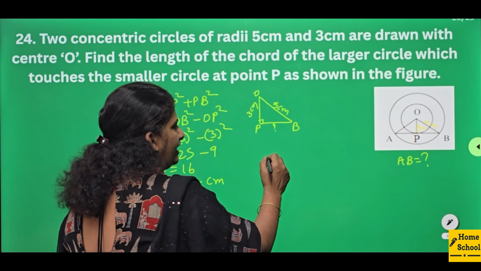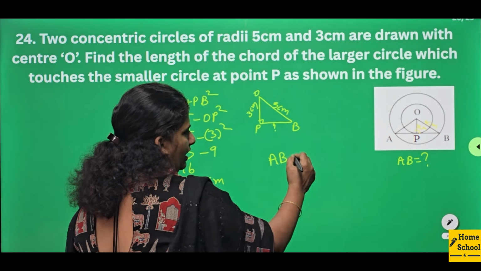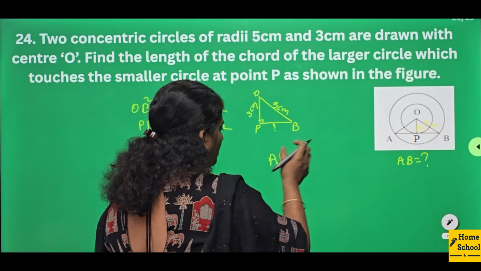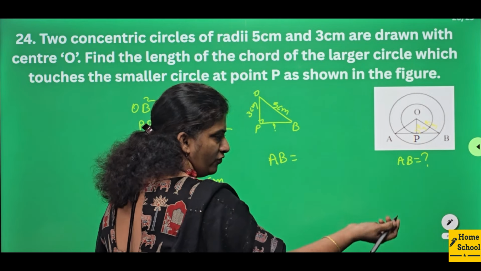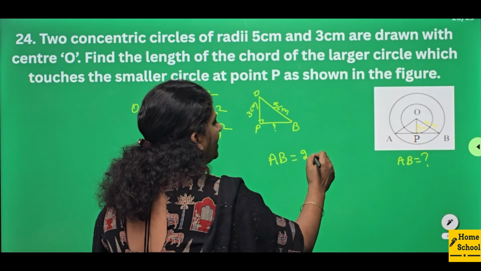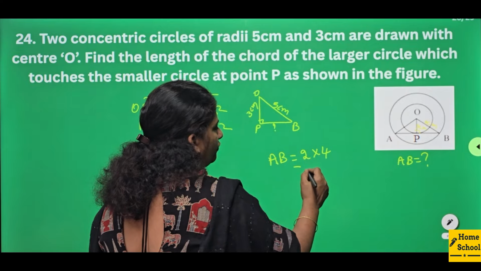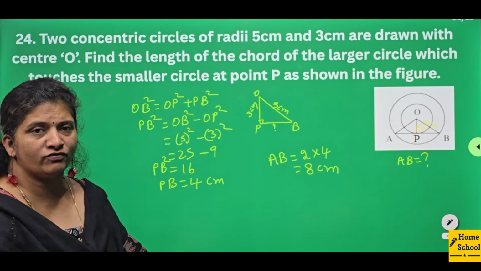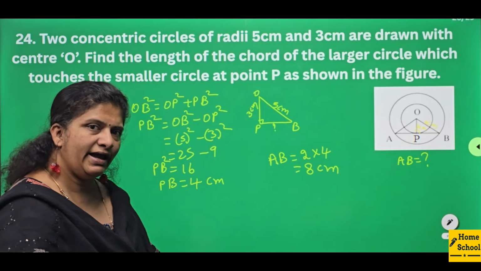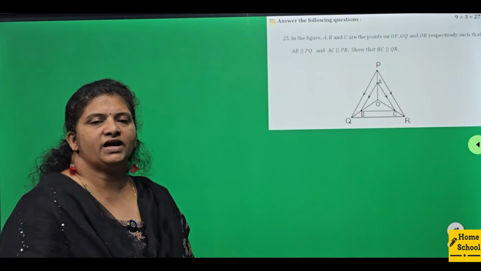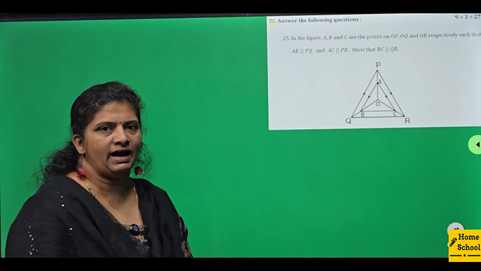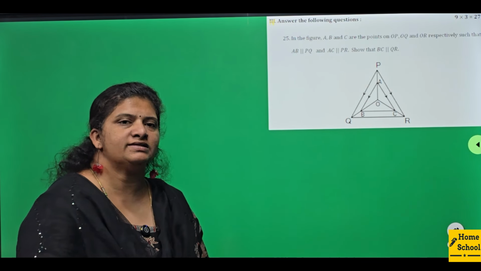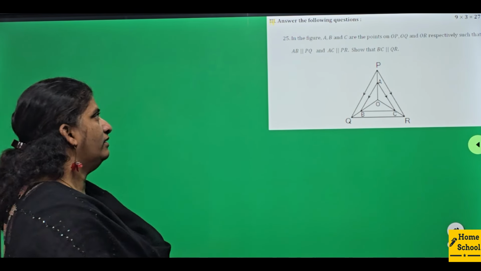Whereas if you need AB, AB is double the length of what you got, 4 plus 4 you can write, or 2 times the length also you can write. 2 into 4, that is equal to 8 centimeters. Therefore, the length of the chord AB is equal to 8 centimeters. With this we complete 3 marks. 4th main, answer the following questions. In this 9 3-mark questions will be there.